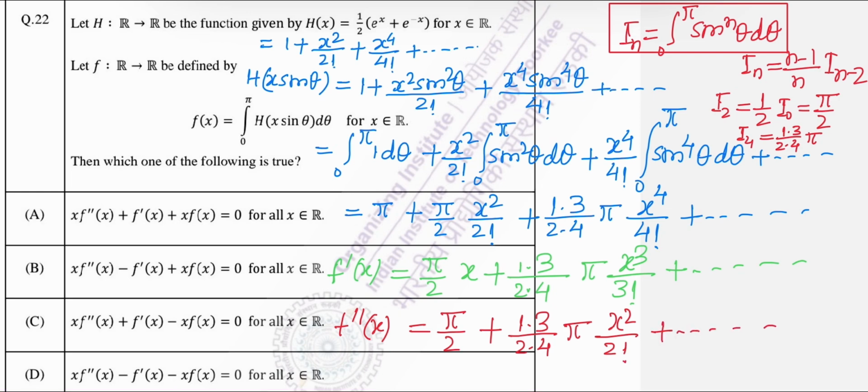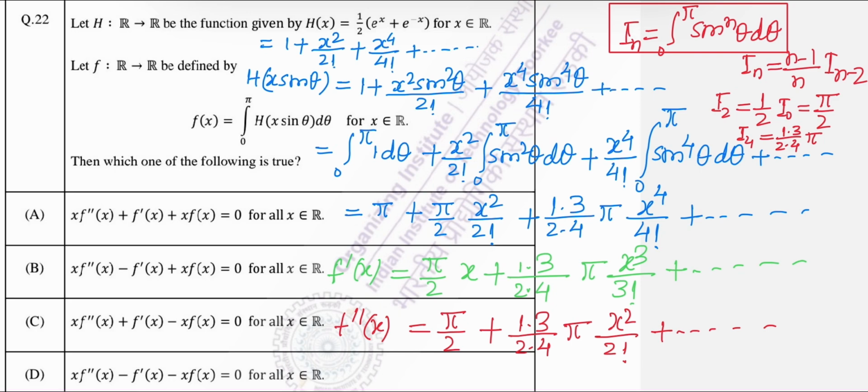So now we compare. Here you see in the options f double dash x is attached, and also f of x, with x attached in all options. You see here in all options. So we have to multiply f double dash x with x and f of x with x. So we compare taking the first term only. I show you in yellow color.